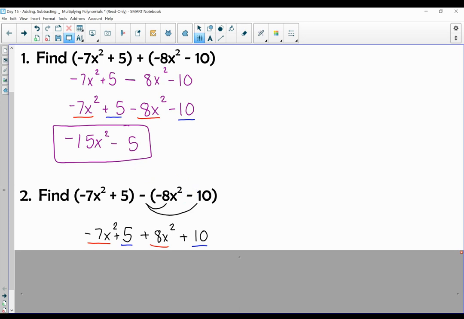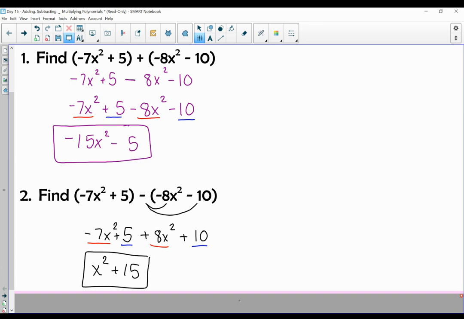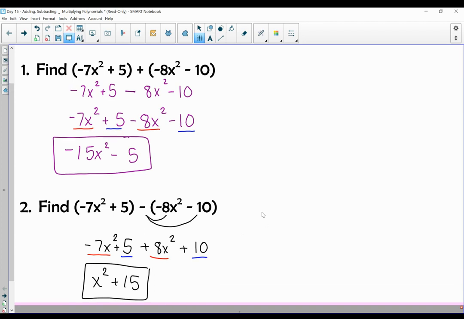Okay? So it's pretty cool because now, once you do that, what you can do is just do addition. So now we're going to add just like we did before. Negative 7x squared plus 8x squared, recognizing that these are like terms, gives us a positive 1x squared. And now we have 5 plus 10, which is 15. So our answer is x squared plus 15. And again, that is how you do polynomial addition and subtraction.